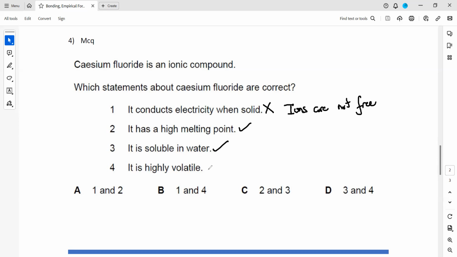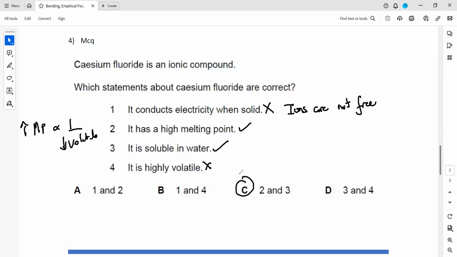It has high volatility. Volatility means it can easily be vaporized, or easily turn into vapor. So volatility and melting point are opposite of each other. If a substance has a high melting point, it will have a low volatility, meaning it cannot be easily vaporized. So statement 2 and statement 3 are correct. That's why C is the right answer.